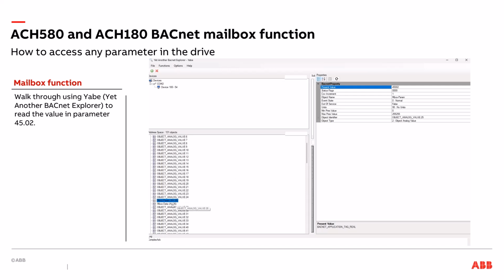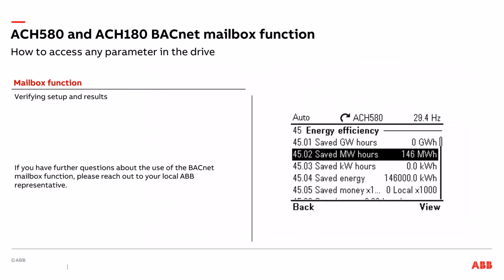Now, if I go and select AV26, you can see in the present value it has the returned value of parameter 4502, which is 146. The units of parameter 4502 are megawatt hours saved. I always recommend to verify results when dealing with serial communication. So here you can see on the screen, I've just verified that parameter 4502 is really 146, just verifying that the setup and everything is reading correctly over BACnet using the mailbox function.